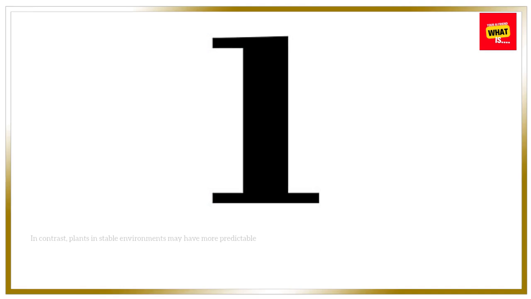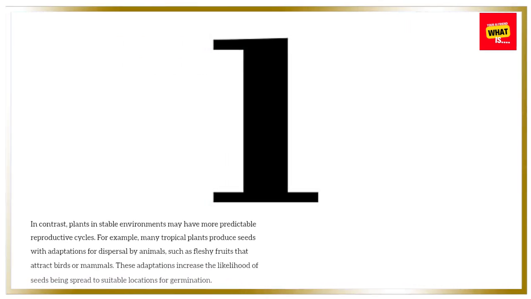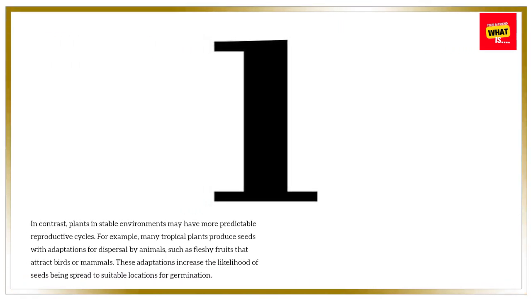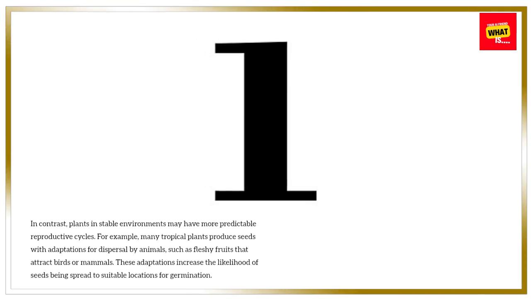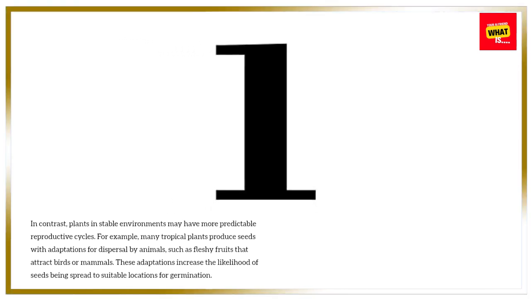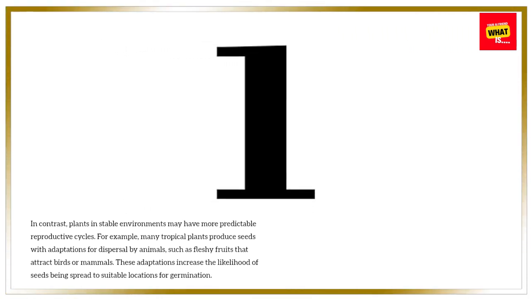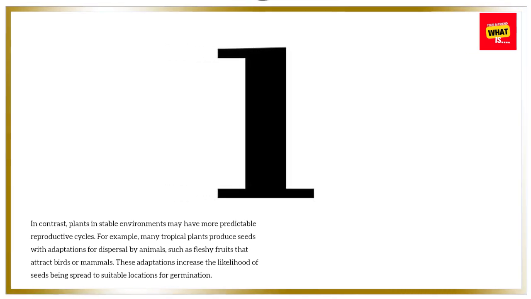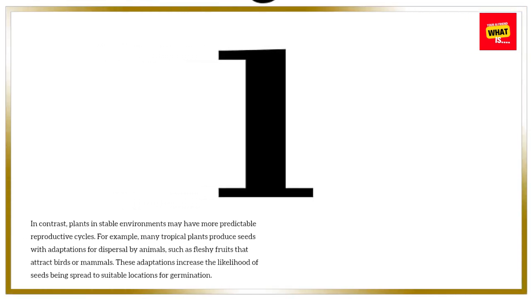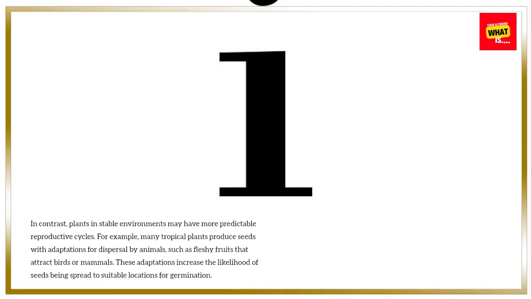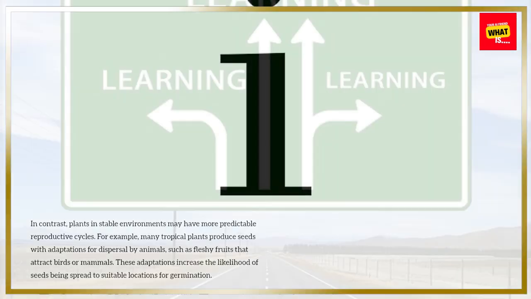In contrast, plants in stable environments may have more predictable reproductive cycles. For example, many tropical plants produce seeds with adaptations for dispersal by animals, such as fleshy fruits that attract birds or mammals. These adaptations increase the likelihood of seeds being spread to suitable locations for germination.